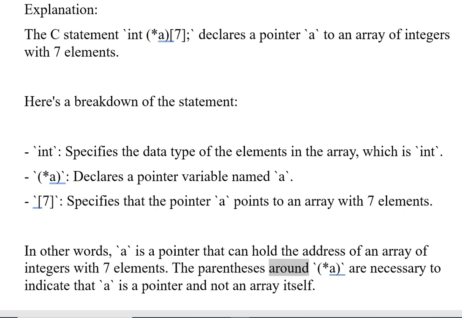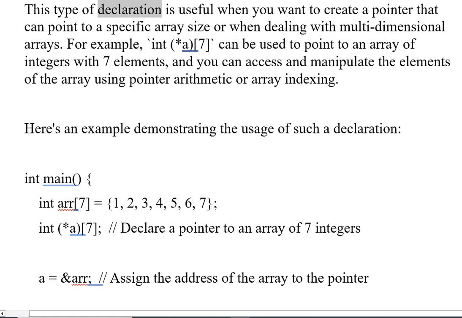The parentheses around *a are necessary to indicate that a is a pointer and not an array itself. This type of declaration is useful when you want to create a pointer that can point to a specific array size or when dealing with multi-dimensional arrays. For example, int (*)[7] can be used to point to an array of integers with 7 elements, and you can access and manipulate the elements of the array using pointer arithmetic or array indexing.